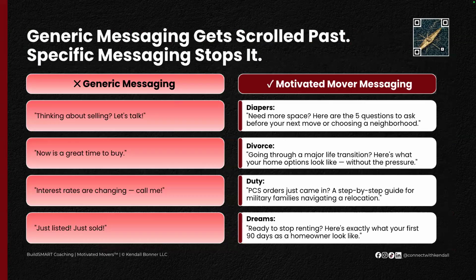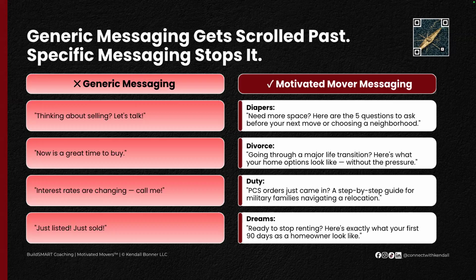So look at the left side of this slide. A lot of you are posting stuff like this, very generic messaging, right? Thinking about selling, now's a great time to buy, interest rates are changing, just listed, just sold, stuff like that. But every real estate agent in your market is posting just like that, especially you, right? We all do it. And these messages get scrolled right past because they speak to no one in particular.